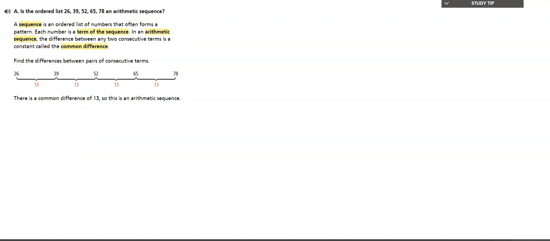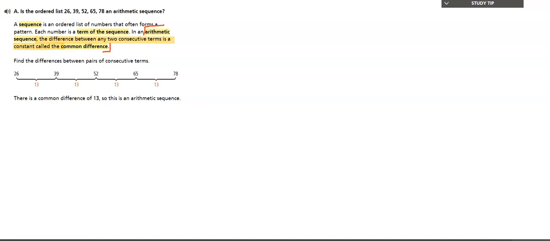A sequence, I would say there are certain words we don't have to write down if you already know what they are. For example, if you know what a sequence is, you don't have to write it down. But if you don't, a sequence is an ordered list of numbers that often forms a pattern. Each number in this sequence is called a term of the sequence. I would say to write that down. And in an arithmetic sequence, the difference between any two consecutive terms is a constant called the common difference. So I would definitely write down this part here down to here in your notes.